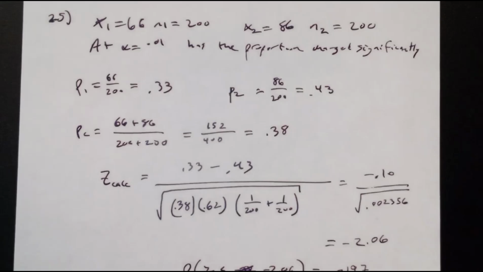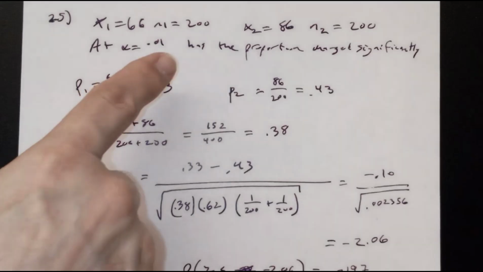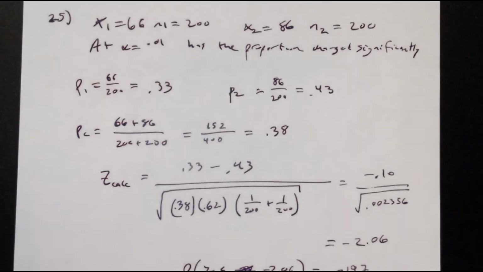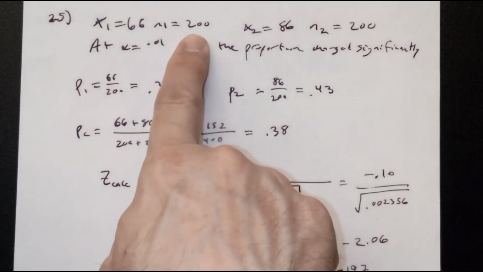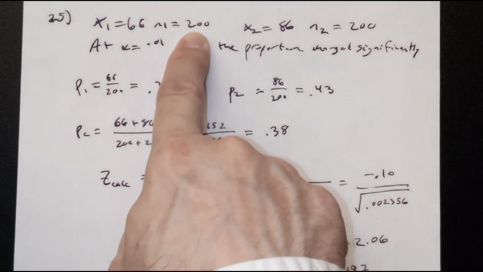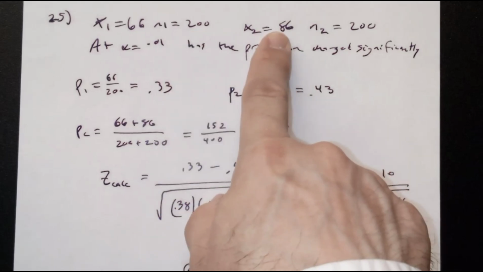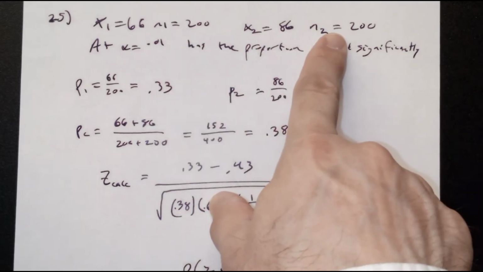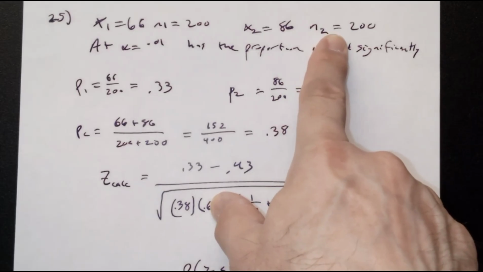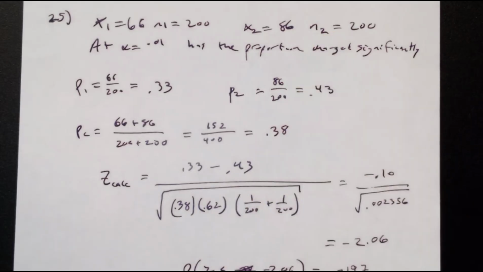I have 200 in pile 1. 66 of them are yeses. That's good. How many no's does that mean? 134. Similarly over here, I have 86. That's good. How many no's in this pile? Well over 10, right?